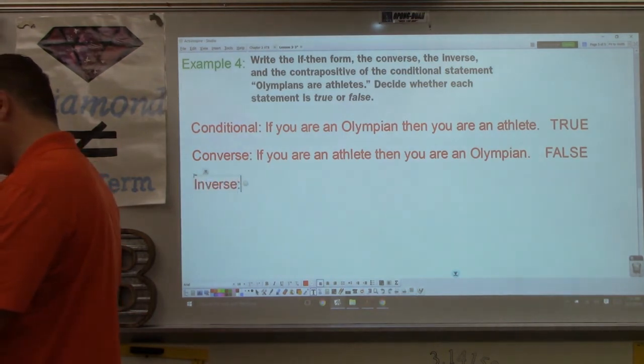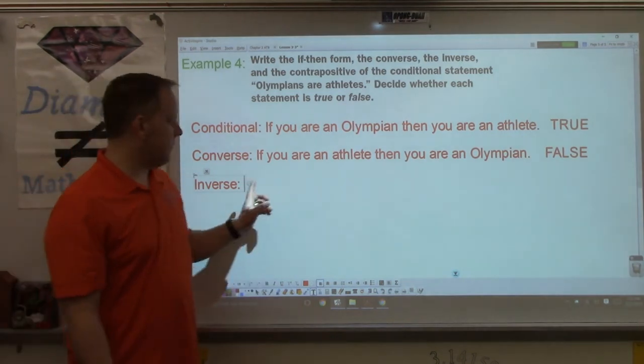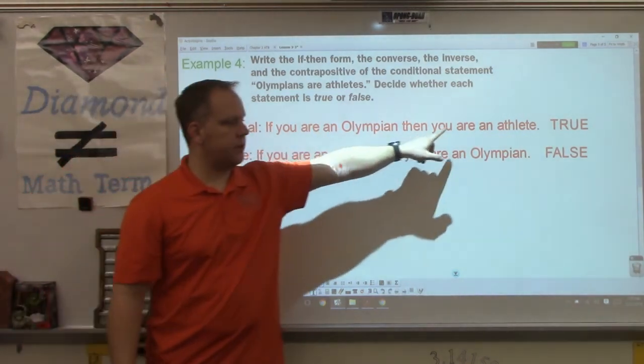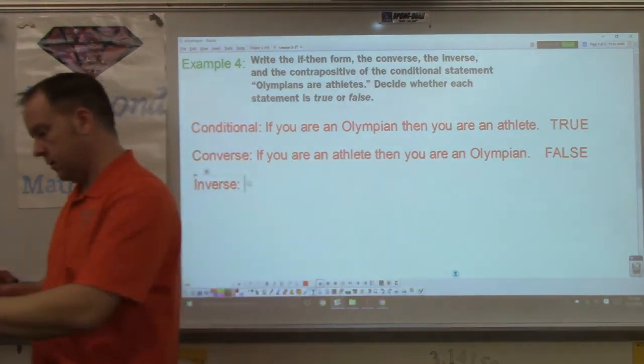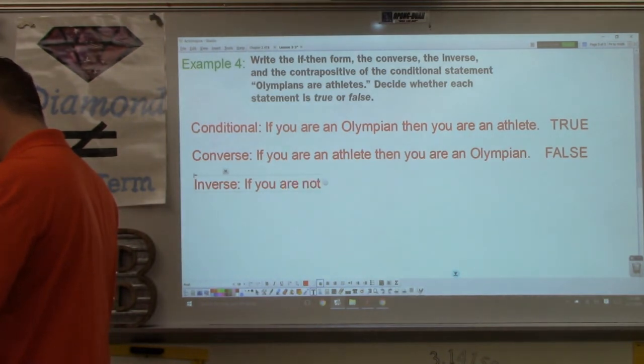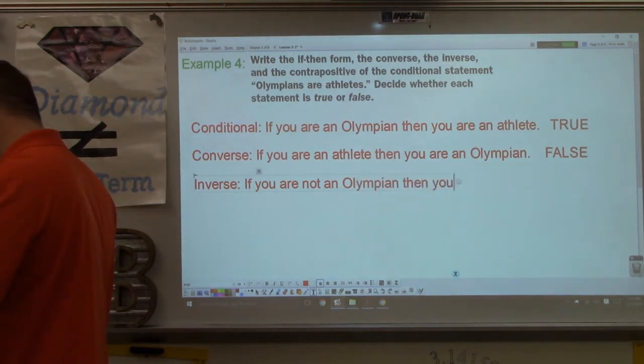Next comes the inverse. Now the inverse, go back to your conditional and do the opposite of this and the opposite of this. If you are not an Olympian, then you are not an athlete.